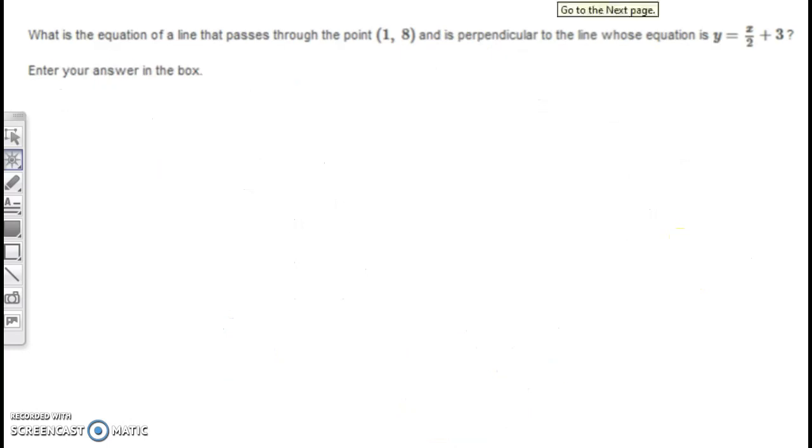All right, so let's try another one of those. What is the equation of a line? Sorry, my board just froze. Let's see. There we go.